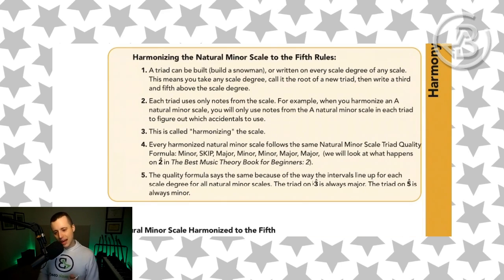Now, just like the step formula changed from major scales to natural minor scales, the triad quality formula also changes from a major triad quality formula to a natural minor scale triad quality formula. The natural minor scale triad quality formula goes like this: minor, diminished, major, minor, minor, major, major. One more time: minor, diminished, major, minor, minor, major, major.